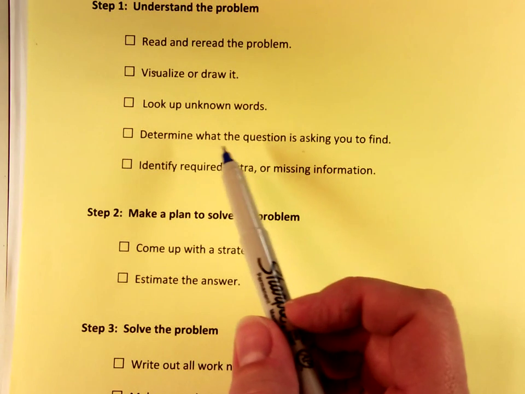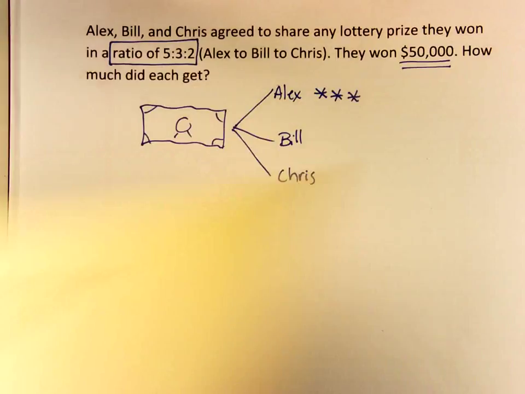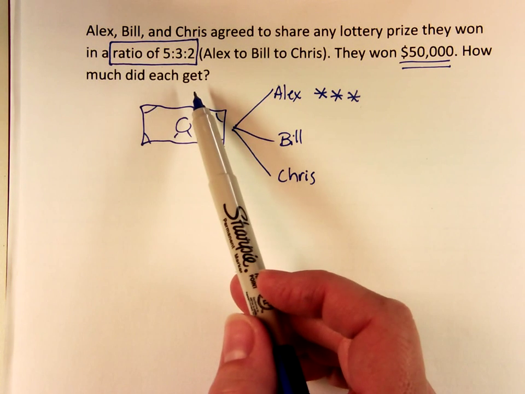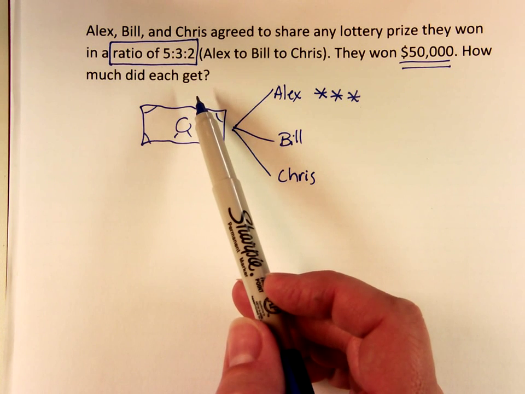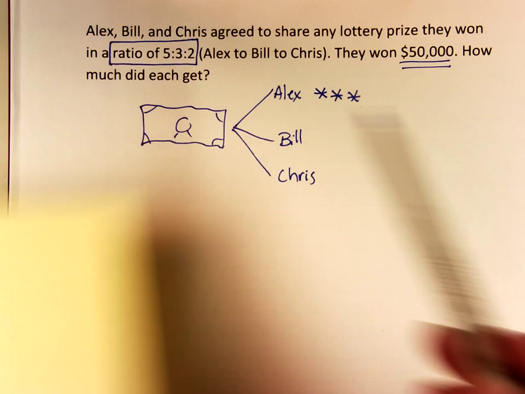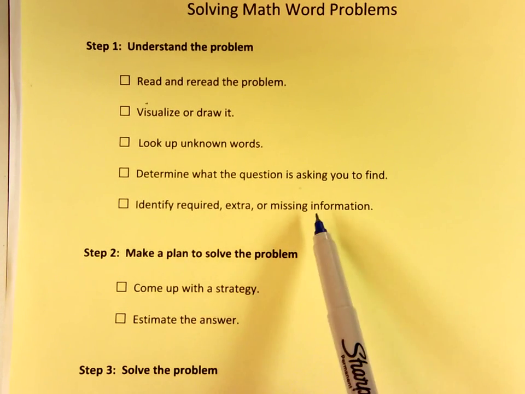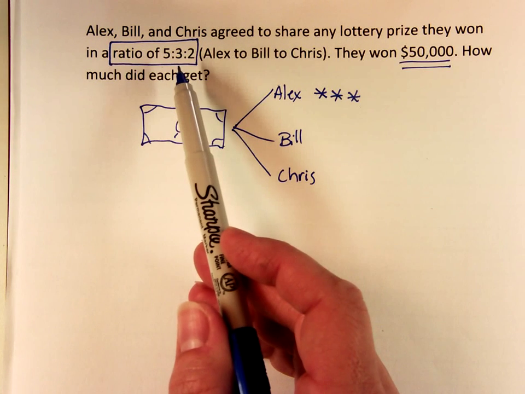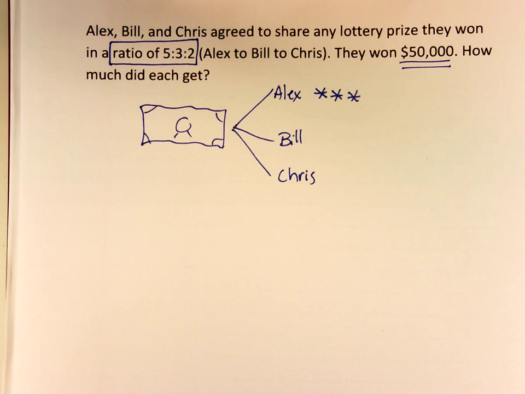I didn't see any unknown words. Let's determine what the question is asking us to find. We need to find how much did each person get. It's going to be in the form of dollars. Do we have all of the information that we need? Identify required, extra, or missing information. We have the total, and we have the way it's going to be split, and we have the number of people that are going to split it, so I do think we have the information that we need.